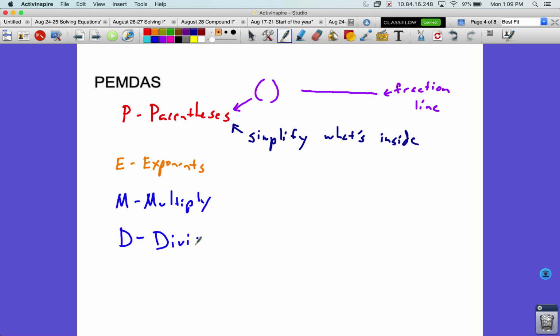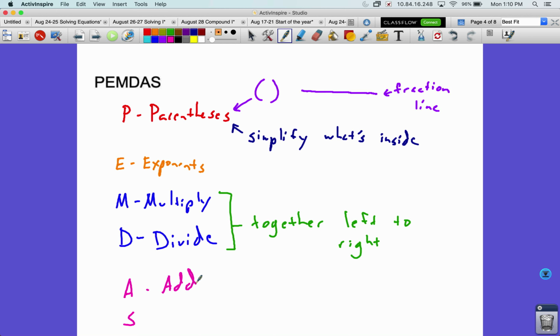And I'm going to write these in the same color because multiplying and dividing are really just two sides of the same coin. And these need to be done together left to right. All right. And then the last two, let's pick a different color for those. A and S, that stands for add and subtract. And just like multiply and divide, these two are also done together left to right.